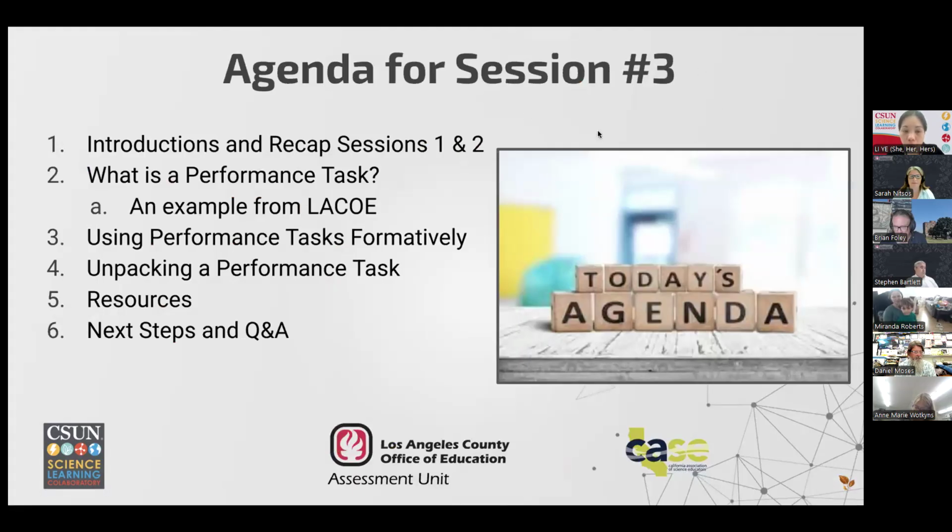Here's our agenda. We're going to very briefly recap the first two sections, and we will focus on what a performance test is, and then we will unpack an example. Particularly, we will use the 5E model to explain how we can use performance tasks to design our instruction and also to guide students in their learning. Then we will share some resources where you can find many similar example performance tasks for your teaching. And we'll talk about next steps. If you have any questions, feel free to state them at the end of the section.